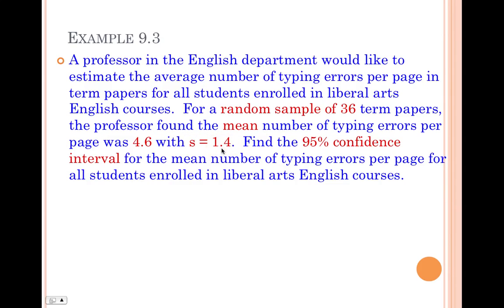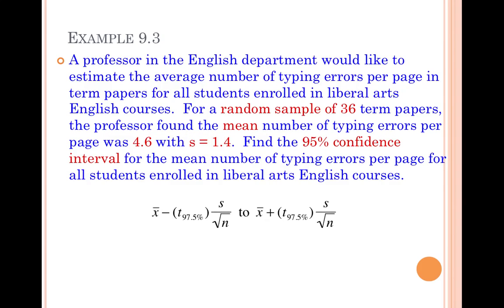Find a 95% confidence interval for the mean number of typing errors per page for all students enrolled in liberal arts English courses. So you're going to use the t-distribution because we don't have the population standard deviation. We have the sample standard deviation.